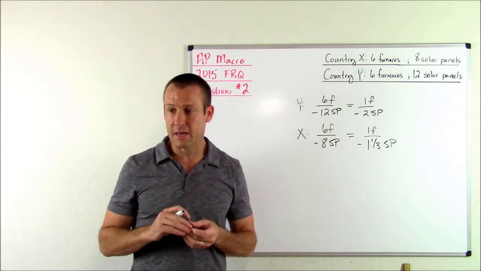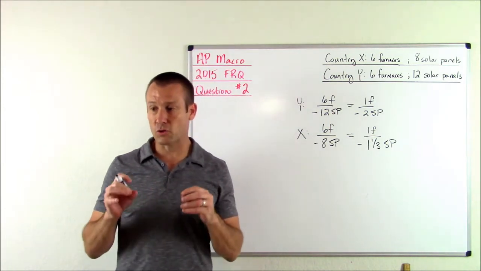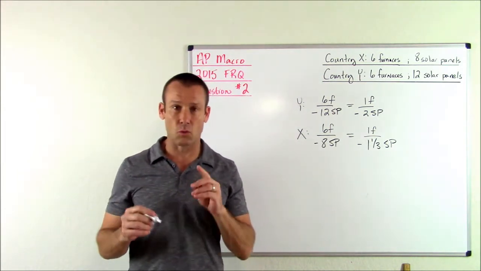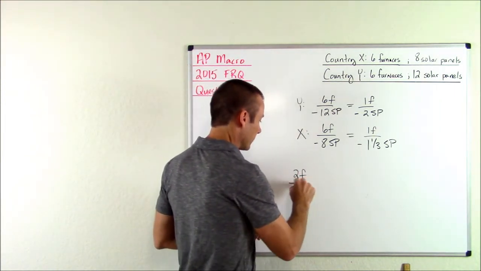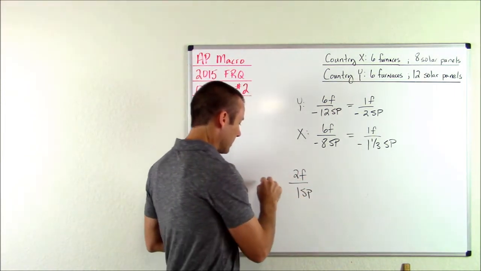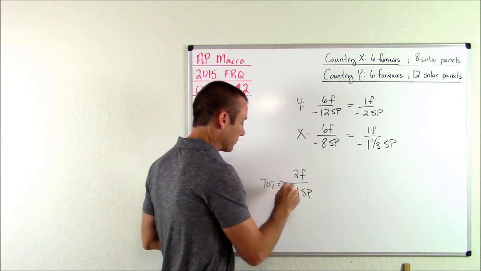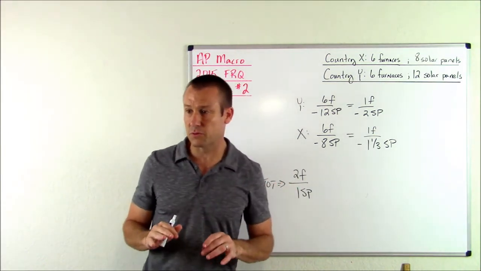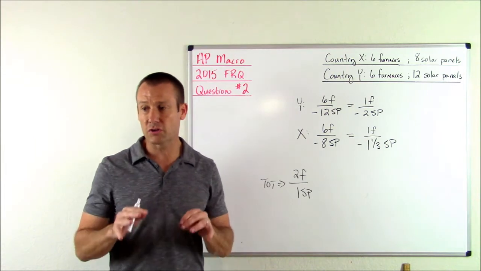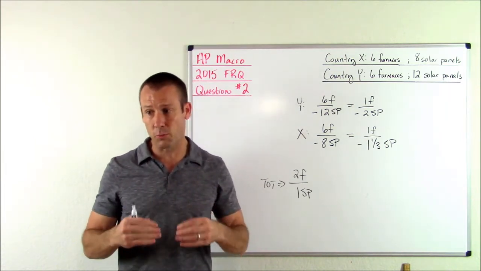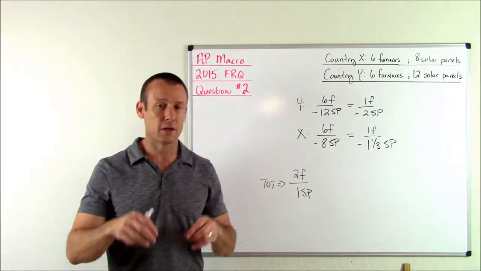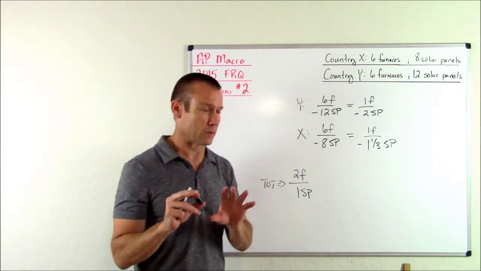Moving on to D. If the terms of trade were 2 furnaces are exchanged for 1 solar panel, so let me put that down, 2 furnaces, 1 solar panel. This is our terms of trade right there. If that was the terms of trade, should country X produce solar panels domestically or import solar panels from country Y? Okay, so here's the idea.